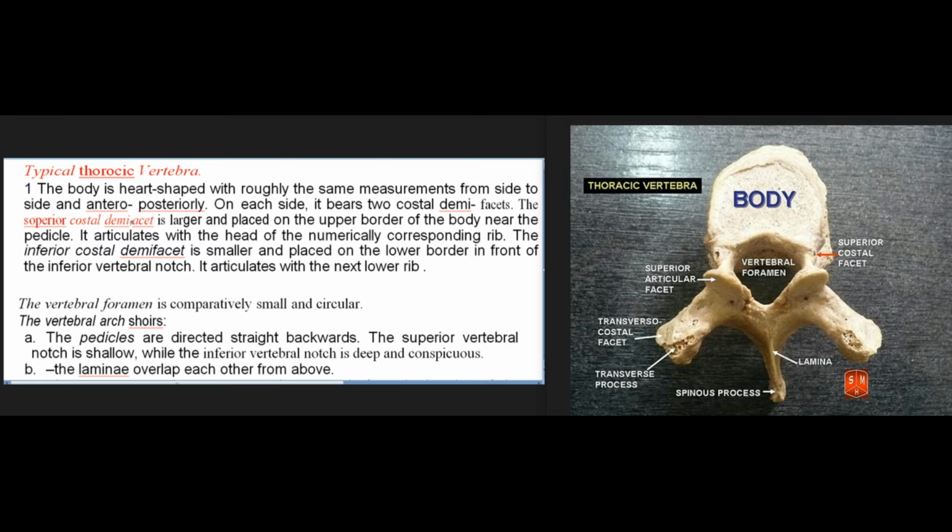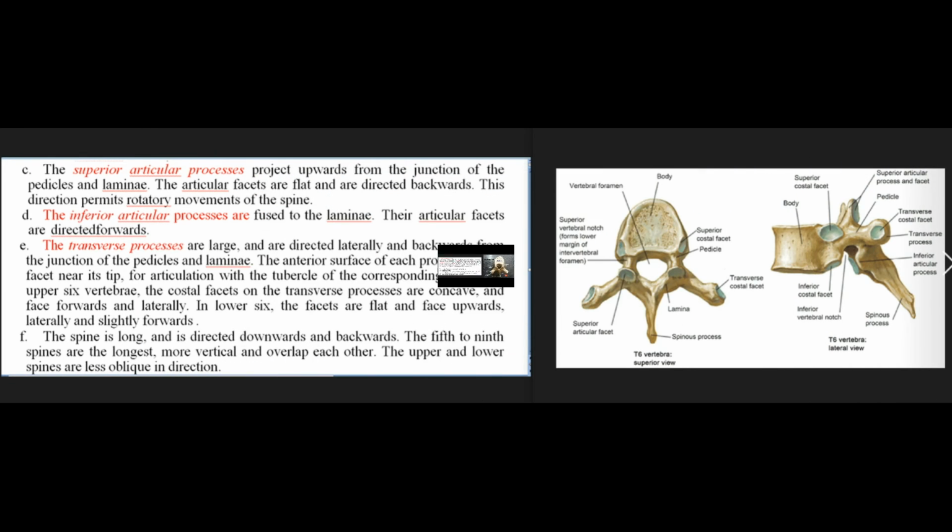The vertebral arch, the pedicles, are directed straight backwards. The superior vertebral notch is shallow, while the inferior vertebral notch is deep and conspicuous. The laminae overlap each other from above. The superior articular processes project upwards from the junction of the pedicles and laminae. The articular facets are flat and are directed backwards. This direction permits rotatory movements of the spine. The inferior articular processes are fused to the laminae. Their articular facets are directed forwards.